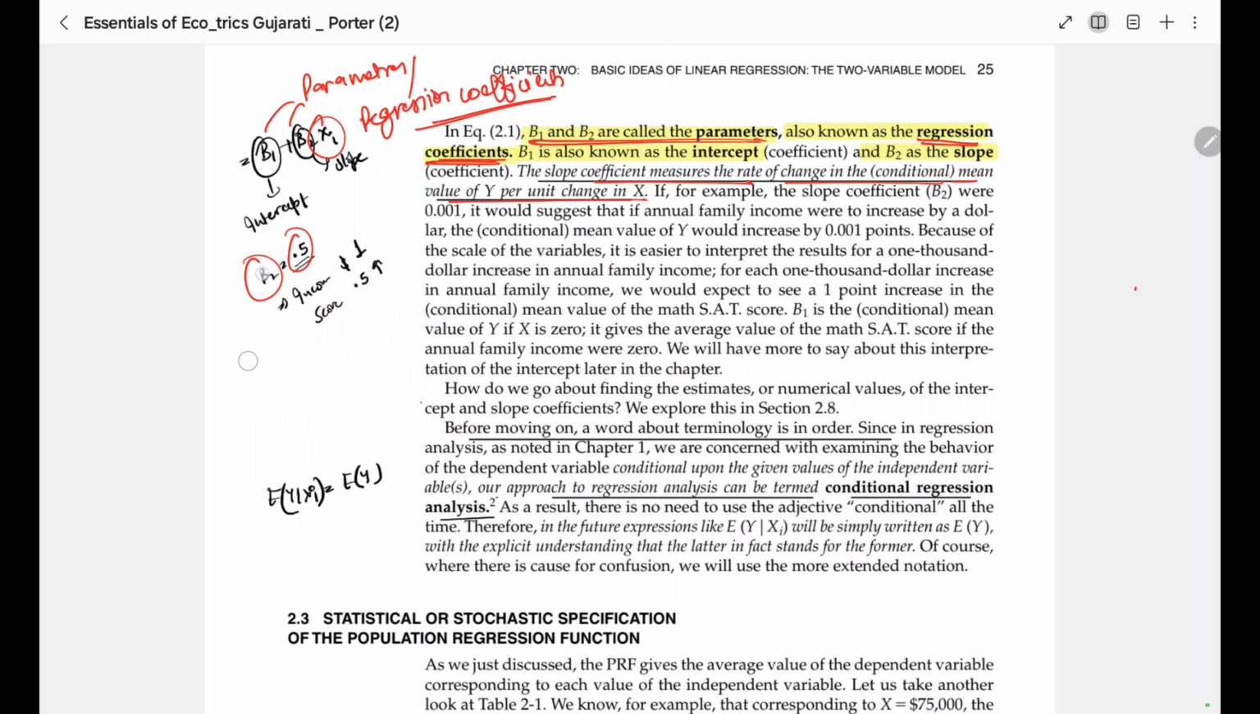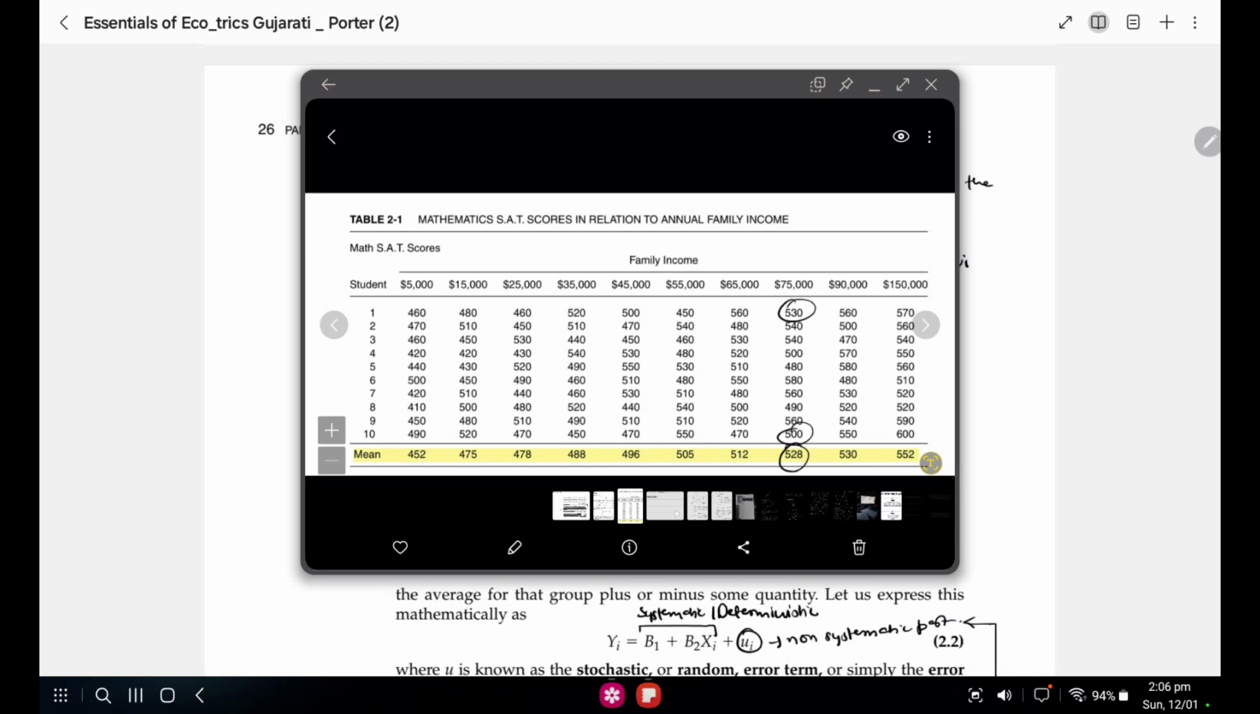I hope this is clear till here, that we found out this equation, beta 1 plus beta 2 xi. This is a very important equation for regression, and you should understand what it means. We understood the meaning of these beta 2 and beta 1 parameters. Beta 1 is the intercept parameter, this is the slope parameter, and this is our income value, our independent variable. Okay, till here it must be clear.